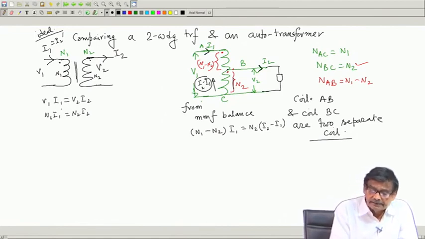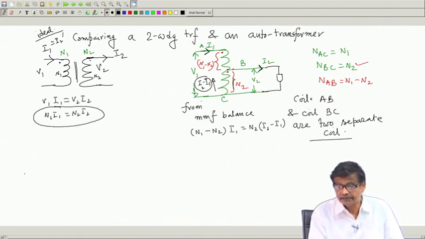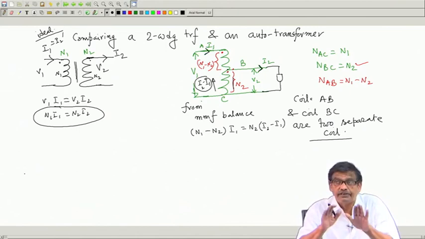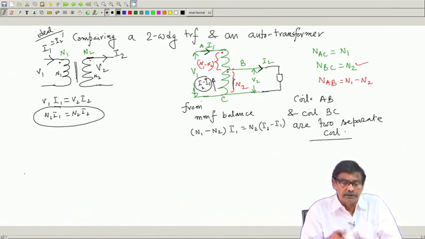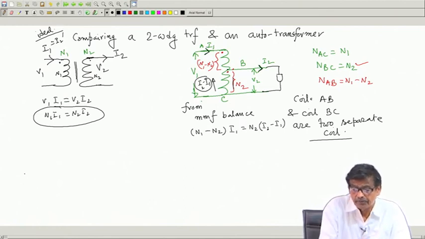Now, in this case N 1 I 1 is equal to N 2 I 2. We have seen same ratings. I will compare a two winding transformer with an auto transformer with same ratings. Once again, what do I mean by same ratings? I will change the voltage level from V 1 to V 2.